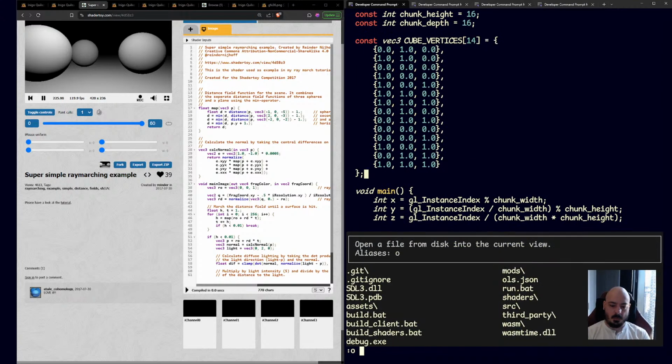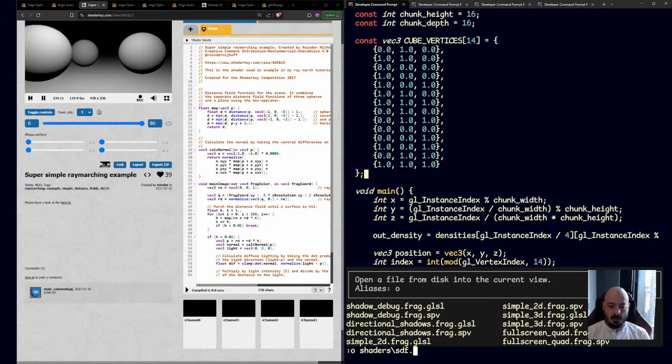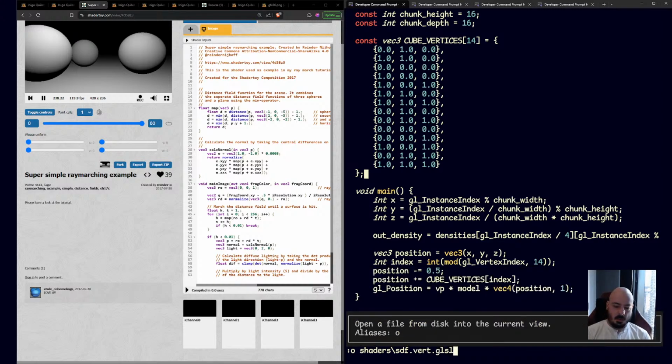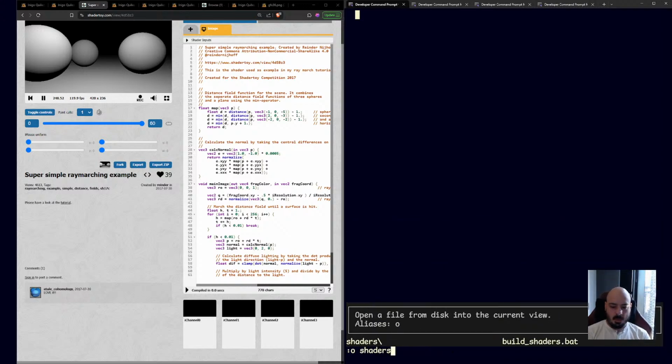It's going to be SDF cube. Actually, it doesn't even have to be cube. I'll just call it SDF, I guess, for now. We don't even need a vertex shader, but we do need a vertex shader. I don't know what's going to be in it yet. Let me just think about that for a second.